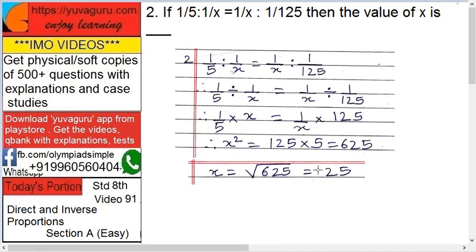Plus or minus 25, don't take it, because in this chapter you are not concerned with plus or minus. We always take it as plus. If the answer in the exam is given as plus or minus, then take that. Otherwise plus.